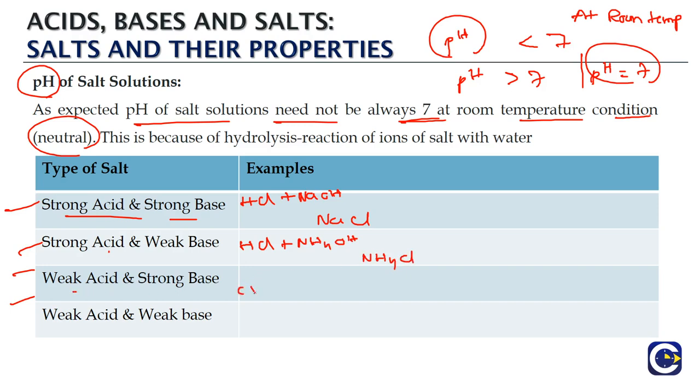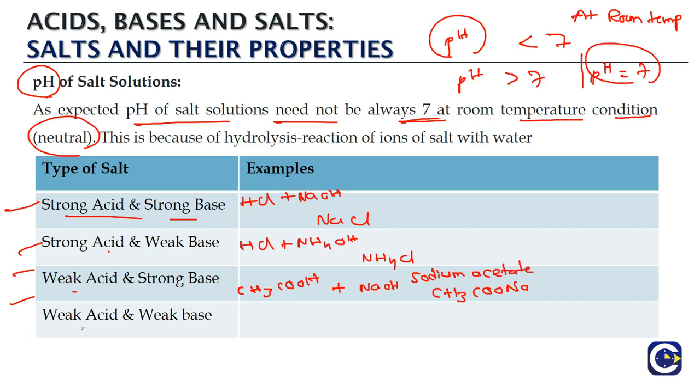We have a salt formed by a weak acid and strong base. Weak acid means we can take acetic acid, CH3COOH. Strong base will be sodium hydroxide. This gives CH3COONa. We call it sodium acetate. We'll talk about this again in the carbon compounds chapter also. This is called sodium acetate.